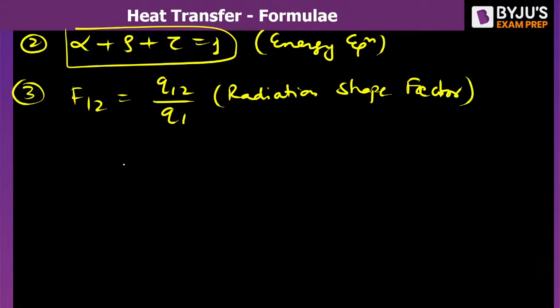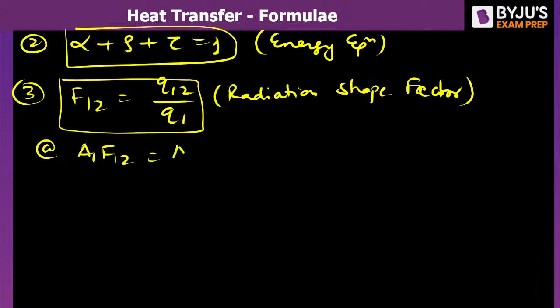From the reciprocity theorem, this radiation shape factor can be written as A1 F1 to 2 is equal to A2 F2 to 1. F1 to 2 is not equal to F2 to 1.